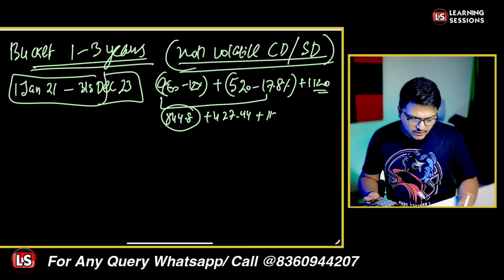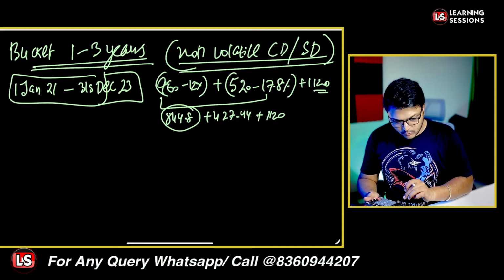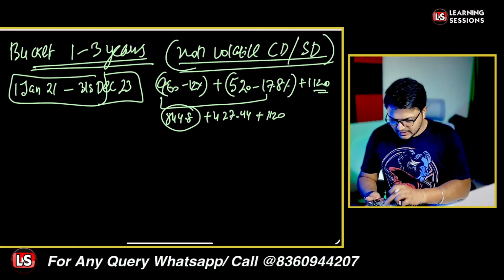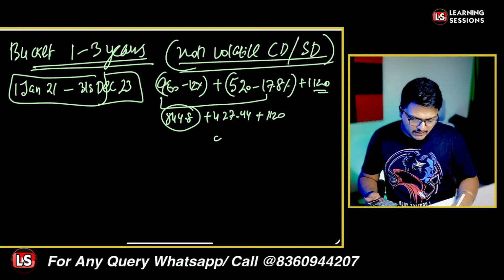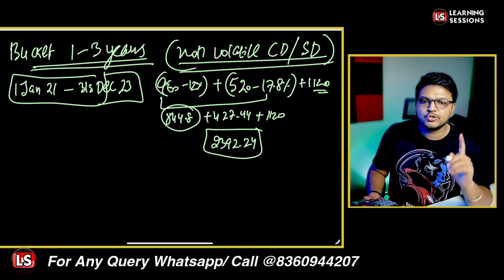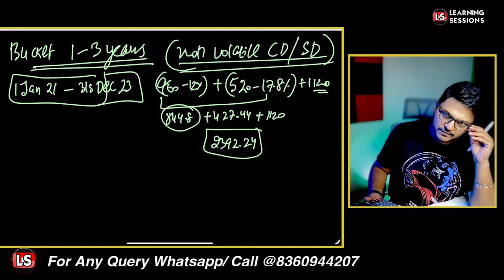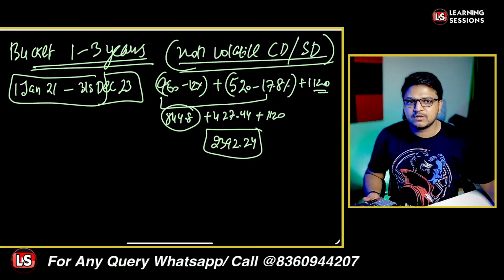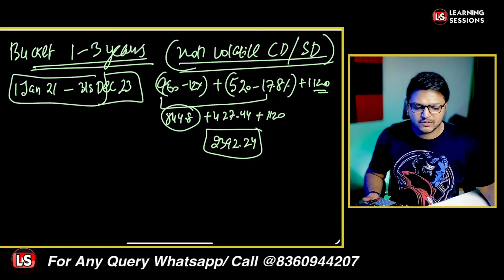427.44 plus 1120 plus 844.8, that is the total amount, that is 2392.24, which is to be considered under 1 to 3 years of the bucket. Is that clear? Right. So with that, we have already solved our case study for the structural liquidity statement. I hope that this particular case study should be clear to you for now.